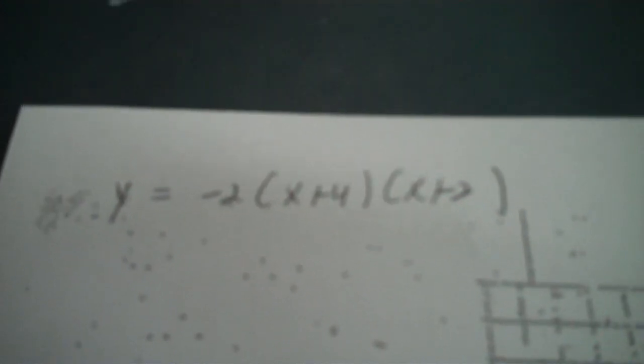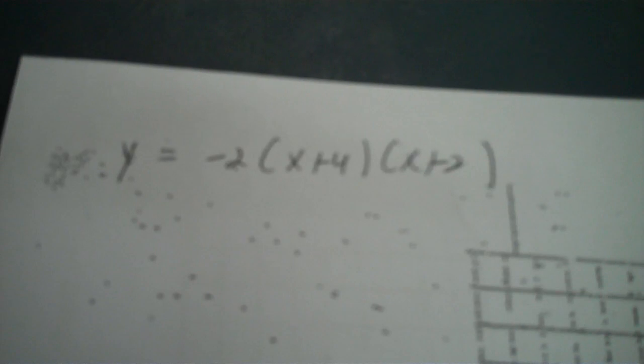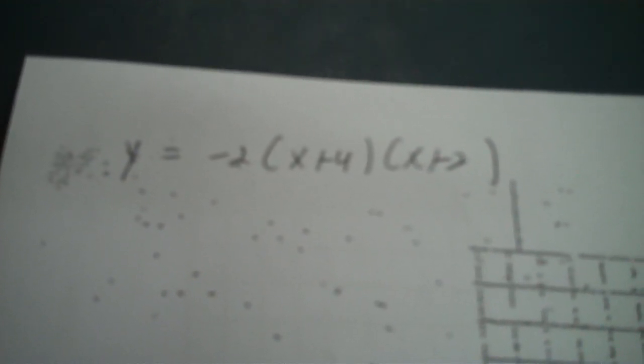Okay, next problem. We have negative 2 times the quantity x plus 4 times the quantity x plus 2. Okay, so x in each quantity is going to be a u, because that's x to the second. And we need to find our vertex point.